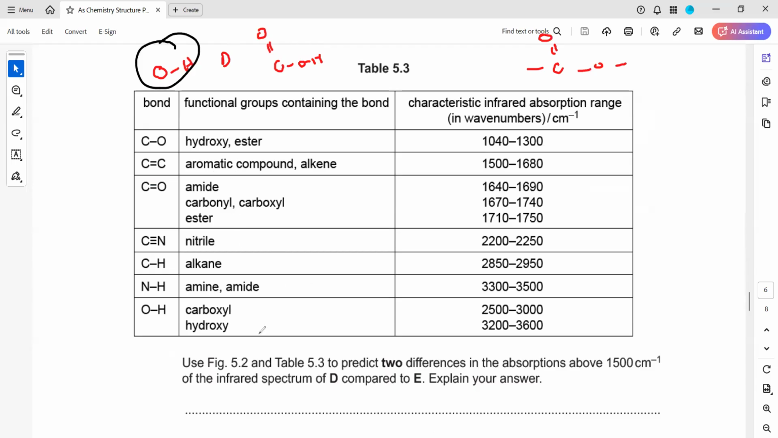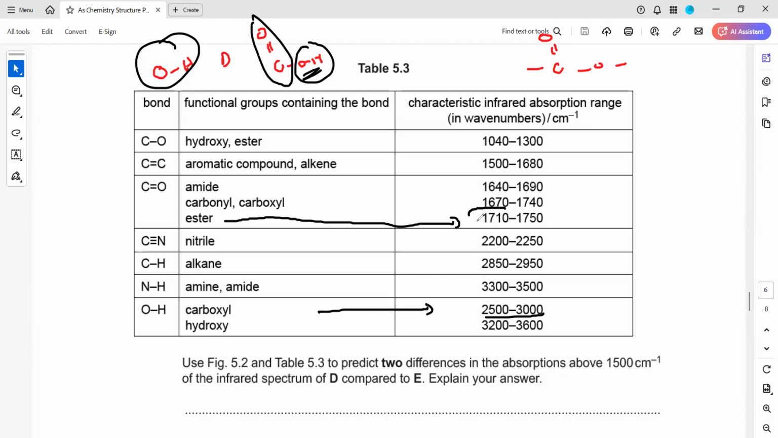Whenever this OH group is there, what is the absorption? A broad absorption will be there with a carbonyl OH, meaning C double bonded with O and OH. This OH absorption is from 2500 to 3000. When we talk about esters, the C double bonded with O absorption will be 1710 to 1750. And for the CO of hydroxy, like alcohol, they have the same range, but we don't need it because we need above 1500. So this cannot be used to distinguish.